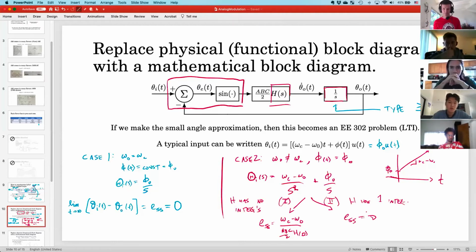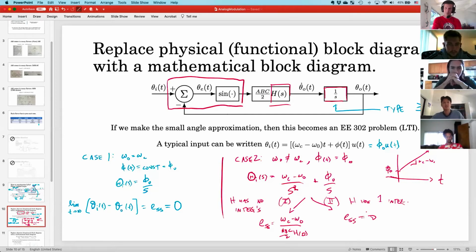Questions on that? I have a question about how we differentiated between a type 1 and type 2 of H of S. I know that we're guaranteed at least a type 1 in this. Based on H of S, how do we not have no integrators and have a type 1 system, or just one, when there's an S and an S squared? How does that go to become a no integrator?